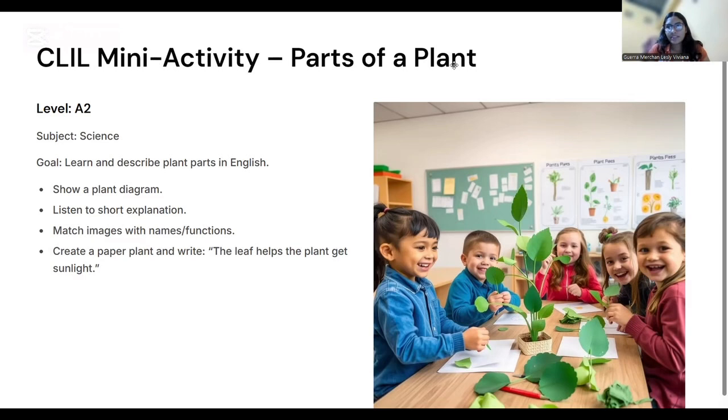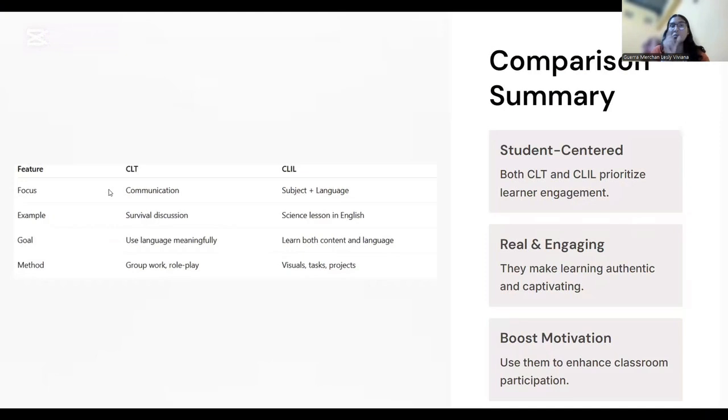So this is the comparison summary. In CLT, the focus is communication. In CLIL, the focus is subject and language. For example, a group discussion is for CLT because they use language meaningfully. The methods that we use are group work or pairs and role plays. So it's okay. In CLIL, we use the subject.